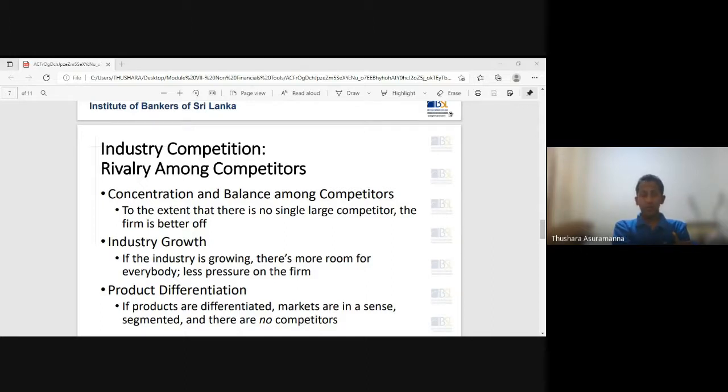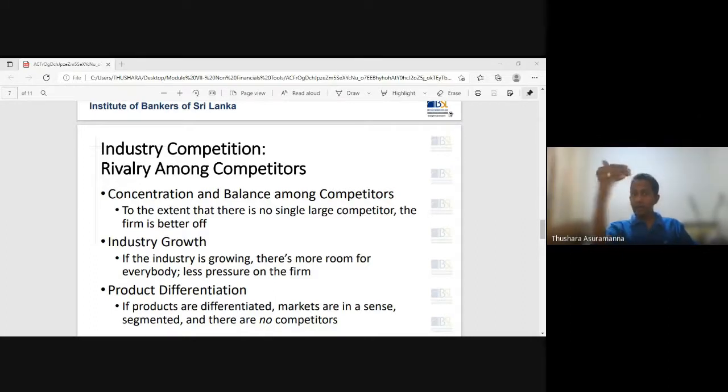The second one is industry growth. If the industry is growing, there is less pressure on the players. Why? Because if the market is growing at 10%, 15% year on year, then obviously we have a market to play in. But if the industry is stagnated or shrinking, then the competition is going to increase. Let's say the market is 100 customers, 10 players, so each focuses on 10 customers.